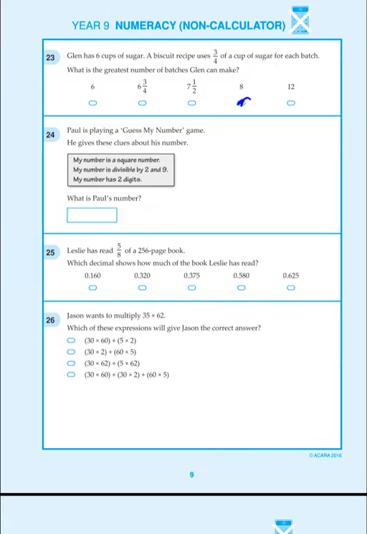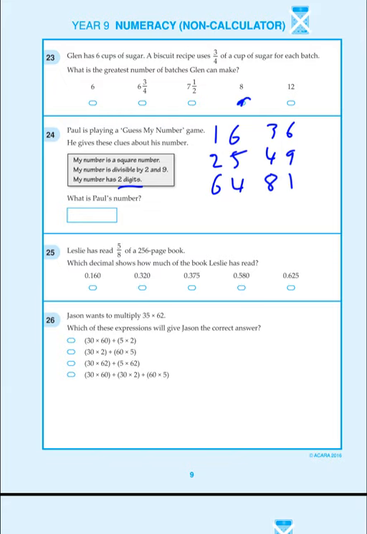Question 24. Paul's playing a Guess My Number game. He gives these clues. My number is a square, it's divisible by 2 and 9, and it's 2 digits. What is my number? So it's a square number, and it's got 2 digits. So we'll skip the earlier squares and we'll just get to the bigger ones. So 4 4s, 5 5s, that's 8 8s, so I accidentally skipped a few. 6 6s, 36, 7 7s are 49, 9 9s are 81.